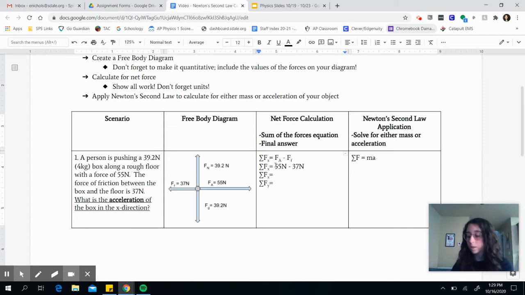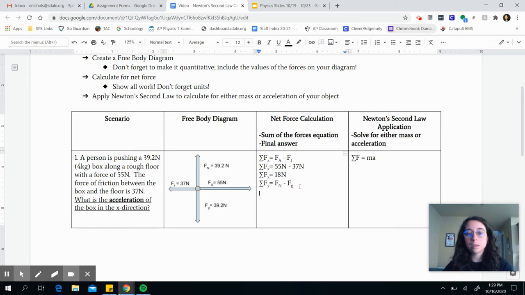So 55 minus 37, I don't believe you're doing math in your head. 55 minus 37 is equal to 18 newtons in the x direction. Great, we're going to need that. Let's go ahead and do the y direction. In the y direction, our forces are normal pointing up and gravity pointing down. So N minus Fg, because gravity points down.